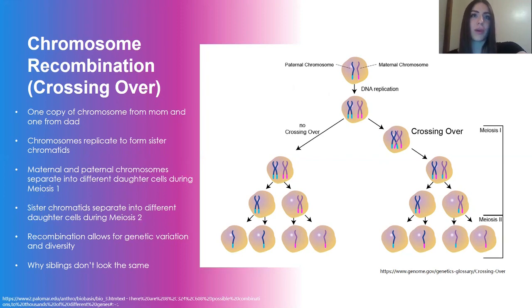The total possible combination of alleles for those genes in humans is approximately 70,368,744,177,664. So don't ask me how they figured that out because I have no idea. But that's a lot. There's a lot of diversity all because of recombination.